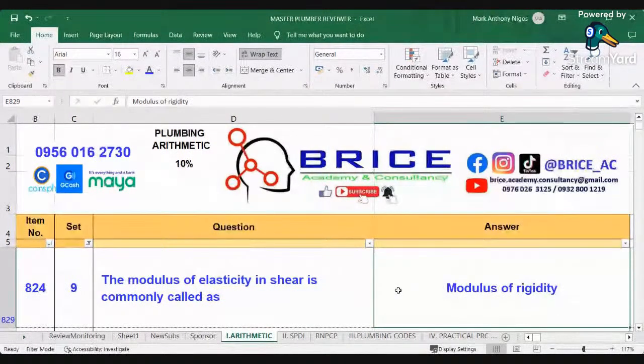Medyo ganda yung tanong na hindi na kasi related sa civil engineering.